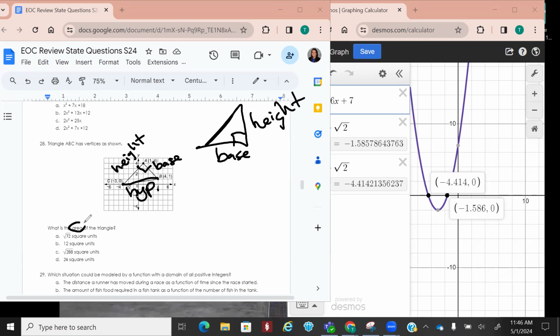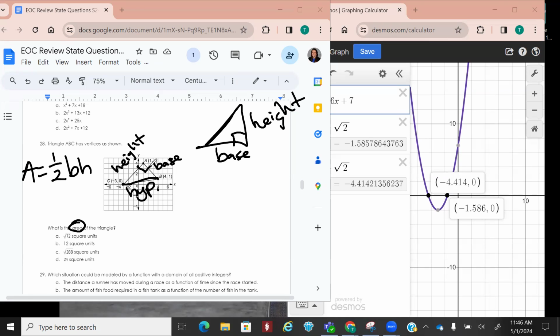They want us to find the area of a triangle. What's the area of a triangle formula? Nope, that's the Pythagorean theorem. Area of a triangle is 1/2 base times height. You are expected to know this from back in middle school. So you've got to have this one memorized.